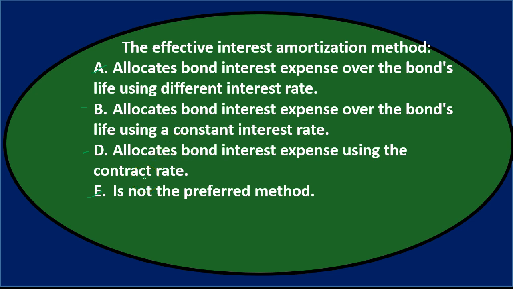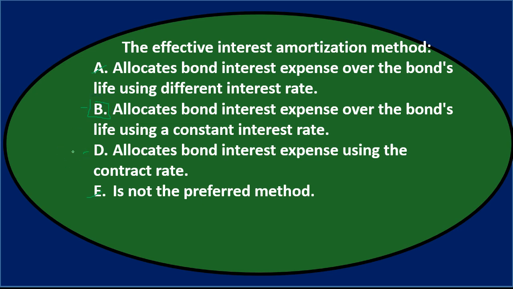On the other hand, D says allocate bond interest expense using the contract rate. The contract rate is a constant rate. It's just that now we've specified a constant rate, the contract rate. So D can't be true without B. However, B can be true without D. So that would leave us with B kind of has to be the right answer.